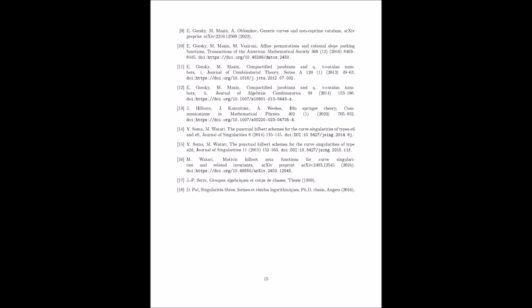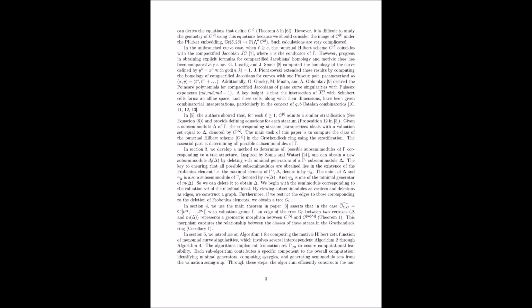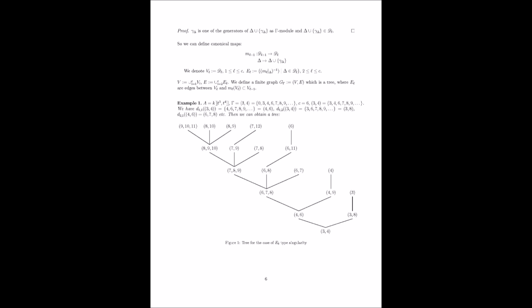D sub 7 equals {(11, 12, 13, 14), (10, 12, 13), (10, 11, 12), ...}, and finally D sub 8 equals {(12, 13, 14, 15), (11, 13, 14), (11, 12, 13), (10, 13), (10, 12), (10, 11), (9, 16), (8)}.